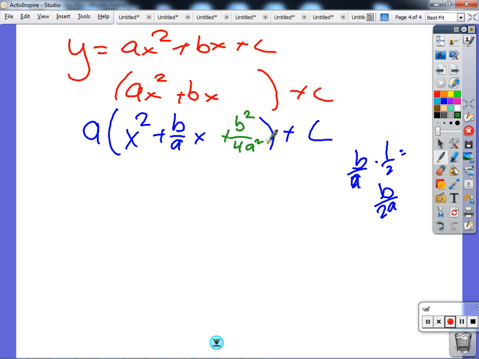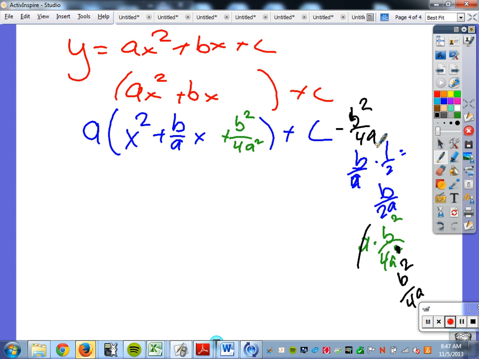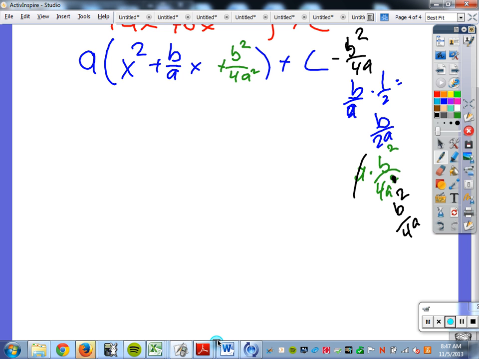Anybody have a question there? What did I truly put there? Well, a times this stuff, a times b squared over 4a squared. Notice, ladies and gentlemen, that a gets rid of one of those a's, so that's b squared over 4a. So therefore, I truly put a b squared over 4a, so to fix it, I have to minus b squared over 4a. Now you're like, what the heck's going on. It's okay. Take a deep breath. I'm not expecting you to do this. It's just interesting where it comes from. You might be saying, no, it isn't. But yes, it is. It's this.